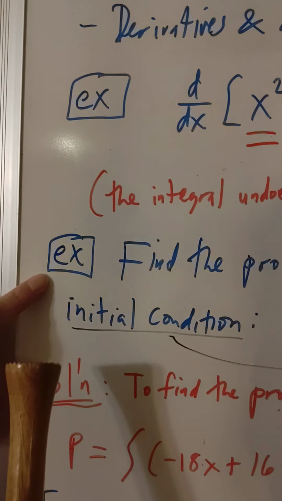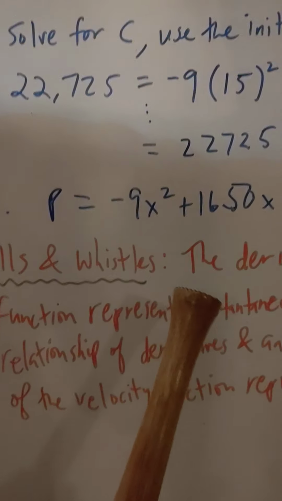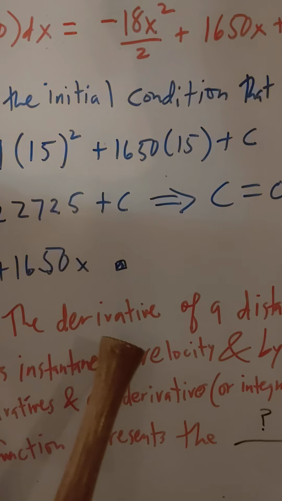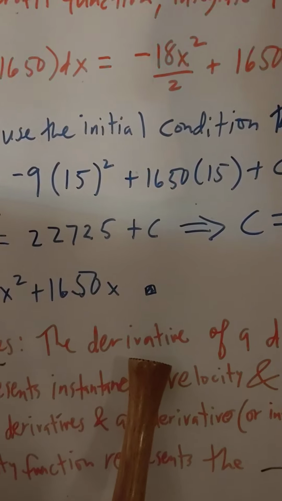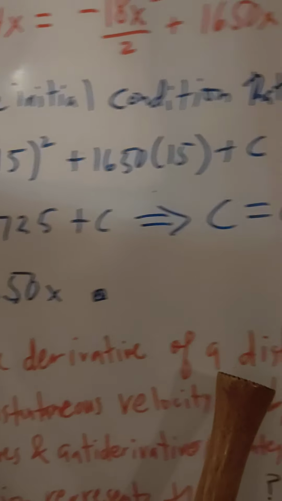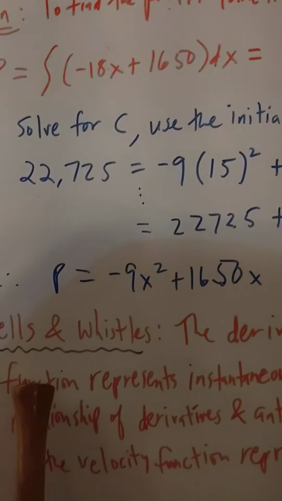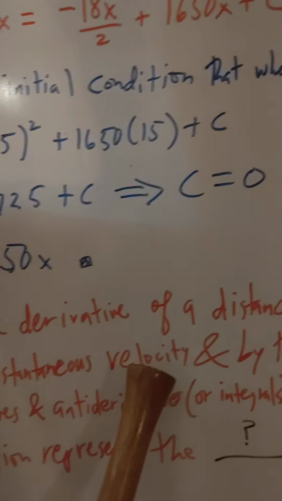Before I do this example, I want to go to the bells and whistles. This is extra. To show you how derivatives are the inverse or opposite of integrals, I have this little sentence here. We know this already. The derivative of a distance or position function, same thing, represents the instantaneous velocity.